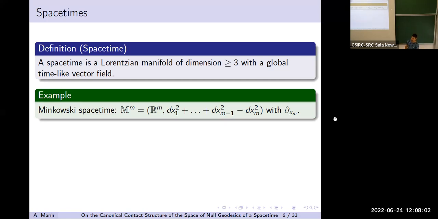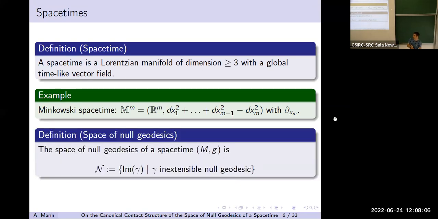What can I do with spacetimes? Well, there are many things I can do with spacetimes, but one of them is to define the so-called space of null geodesics. So this is a priori only going to be a set, and what I'm going to do is take all of my null geodesics in my spacetime, so all of the geodesics which have null tangent vectors at all points, and I'm going to take them inextensible and also unparameterized. So I only care about the images of those geodesics inside of my spacetime.